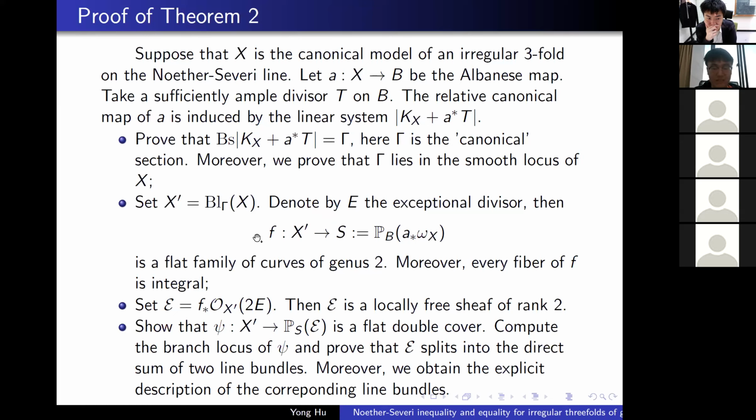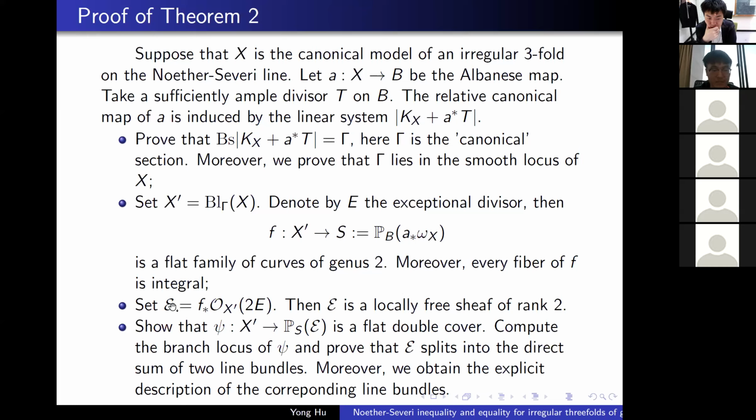Then we prove that f from X' to S, where S is just the P1 bundle over B, is a flat family of curves of genus 2. Moreover, we prove that every fiber of f is integral, which means that every fiber is irreducible and reduced. And we know that the canonical divisor is invertible, is a Cartier divisor. So every fiber of this fibration is a Gorenstein integral curve.